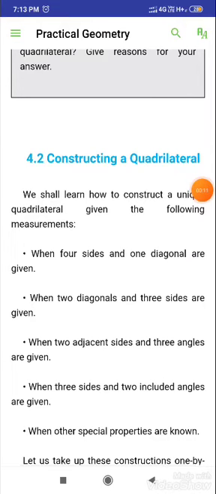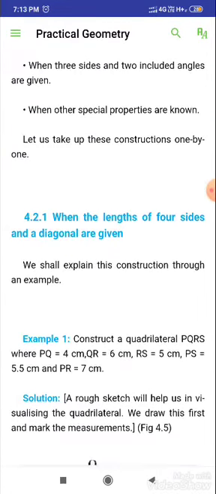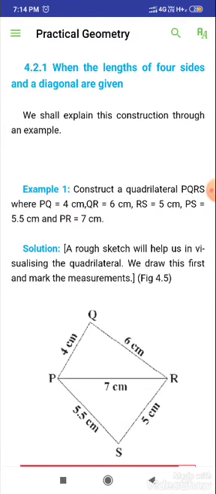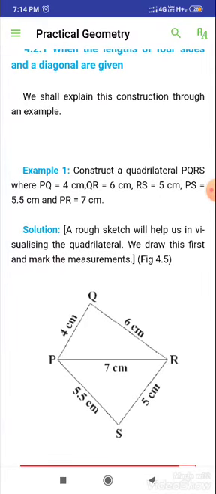In this chapter we will learn how to construct a quadrilateral when different conditions are given, and the first one is when the lengths of 4 sides and a diagonal are given. We construct any figure in certain steps, and we write these steps under the heading steps of construction. First I will explain how to construct the quadrilateral, and after that we will discuss the steps of construction.